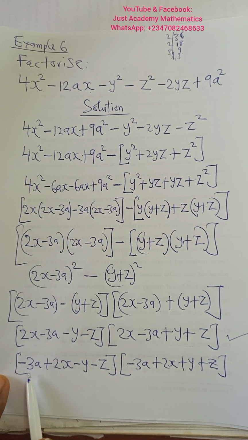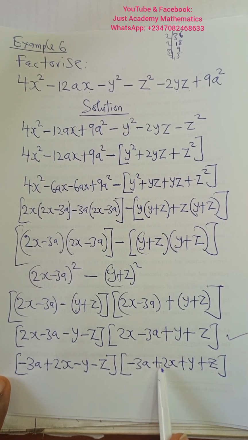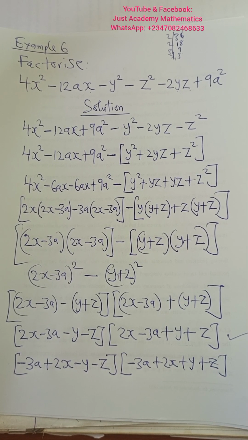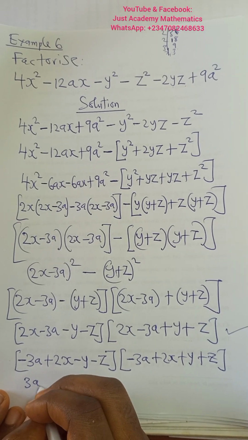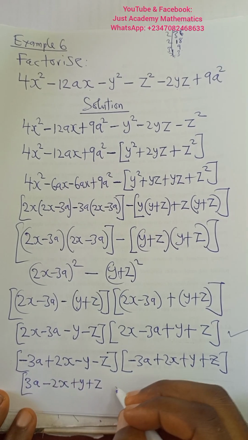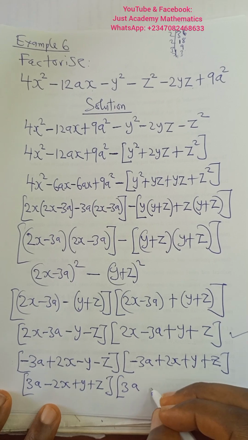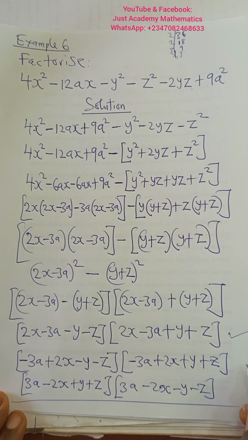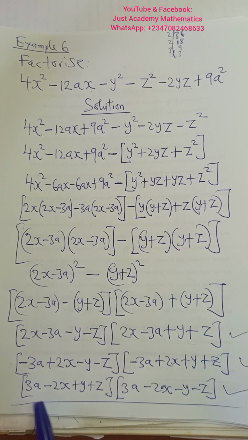If you bring out this minus, the others with this will change to minus, plus, minus. You bring out this minus, this will change to minus, minus, minus. Minus times minus is plus. It's still the same answer. So if I bring out this first minus, this one will now be 3A minus 2X plus Y plus Z, times, if I bring out this first minus, that minus times minus is plus, so you have 3A minus 2X minus Y minus Z. This is correct. Any one you do, if you stop here, you are correct.